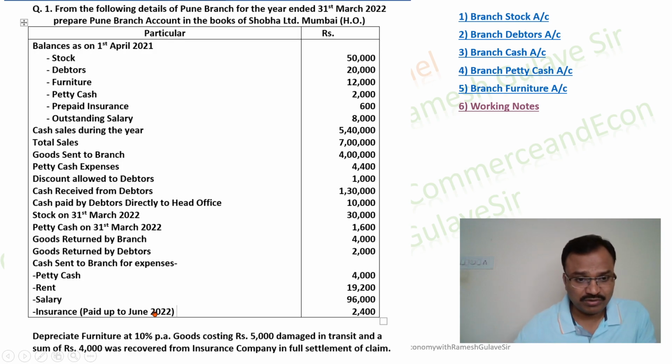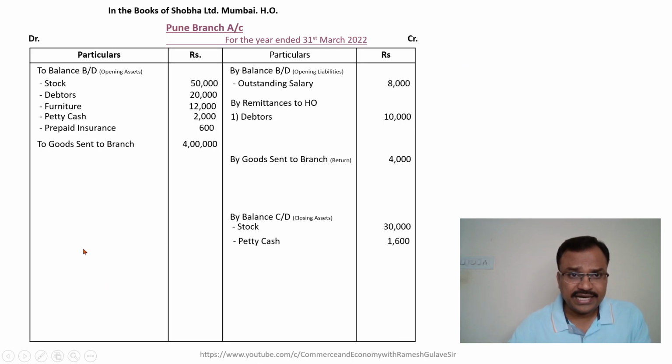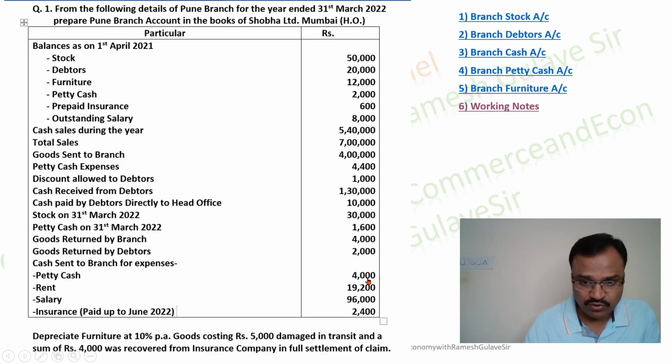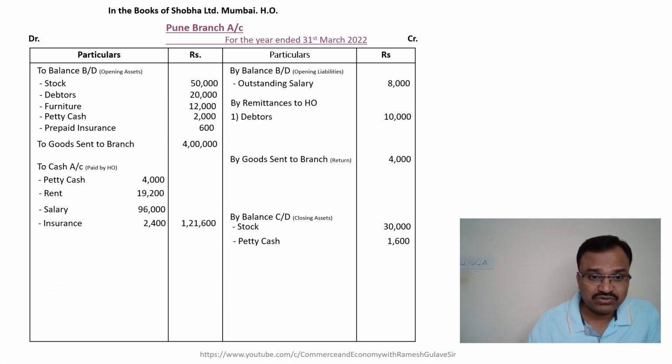We will calculate the amount of prepaid insurance, but now see, cash sent to branch for expenses. Cash sent by head office to branch is recorded on the debit side of the branch account. So here on the debit side, to cash account, and under this title petty cash. Let us see, here petty cash, how much? 4,000. Rent 19,200. Salary 96,000, and insurance is there, rupees 2,400.